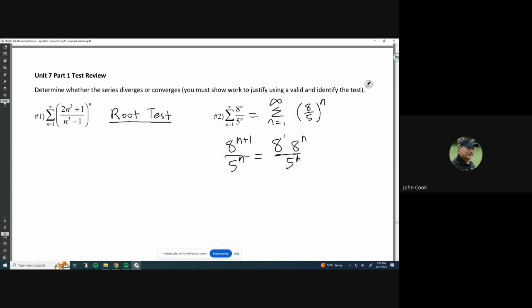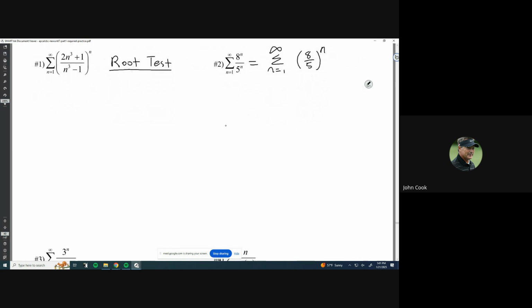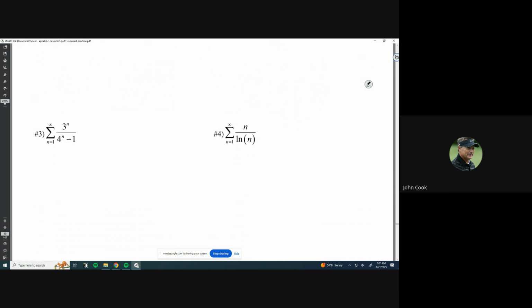So this would allow me to pull an 8 out, and then it'd still be a geometric series. But this is even better because it's just 8 to the n and 5 to the n, so it's real easy to just turn it into that. But it's easy to spot geometric series. Even number 3, that's a geometric series, but it's off by a little bit, right? Whenever it's off by a little bit, think about using a comparison test.